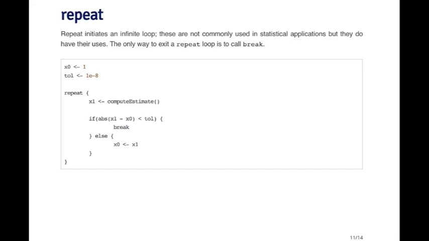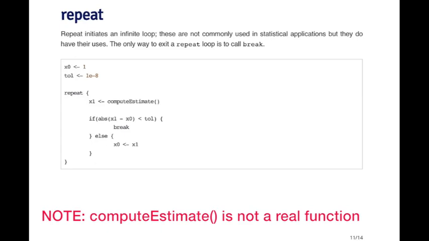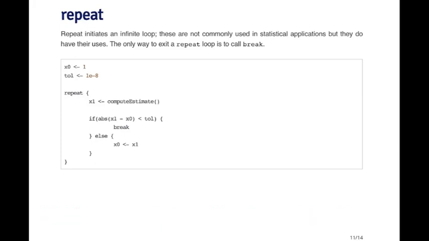So here is a pretty simple example. Here I'm initializing a value of x0 to be 1, and I'm setting what I think of as a tolerance to be 10 to the minus 8th. And then I'm going to repeat the following structure. Basically, I'm going to imagine that there's some function that computes an estimate for x, and I'm going to call that x1. If the absolute value of the difference between x1 and x0 is less than some tolerance, in this case 10 to the minus 8th, then I'm going to stop the loop and move on to the next bit of code.